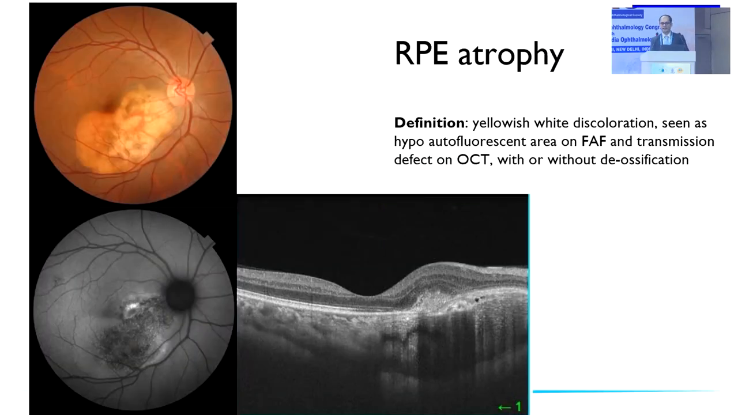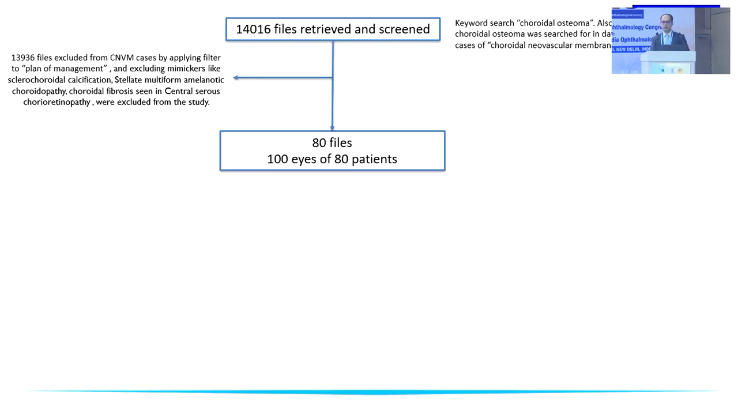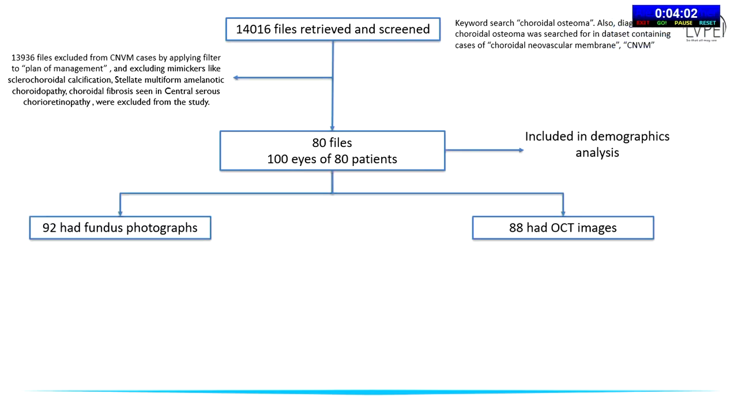Next, we tried to define RPE atrophy, that was yellowish white discoloration seen as a hypoautofluorescent area on FAF and transmission defect on OCT, with or without deossification. From almost 14,000 files we screened, we came to around 100 eyes of 80 patients, making it one of the largest series ever reported of choroidal osteoma.